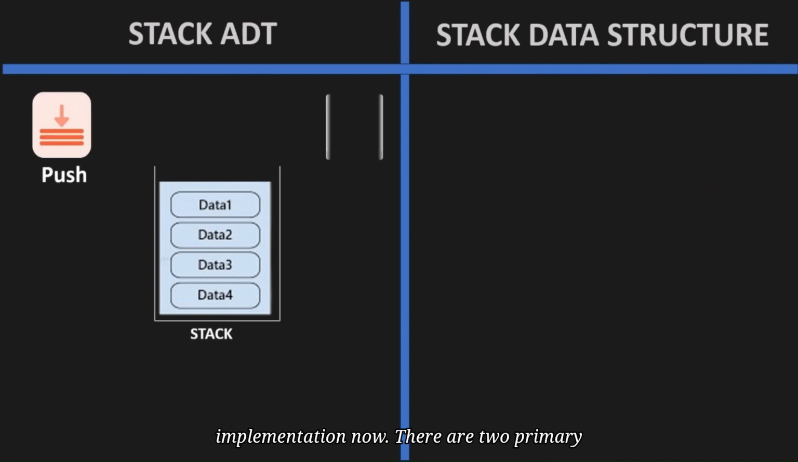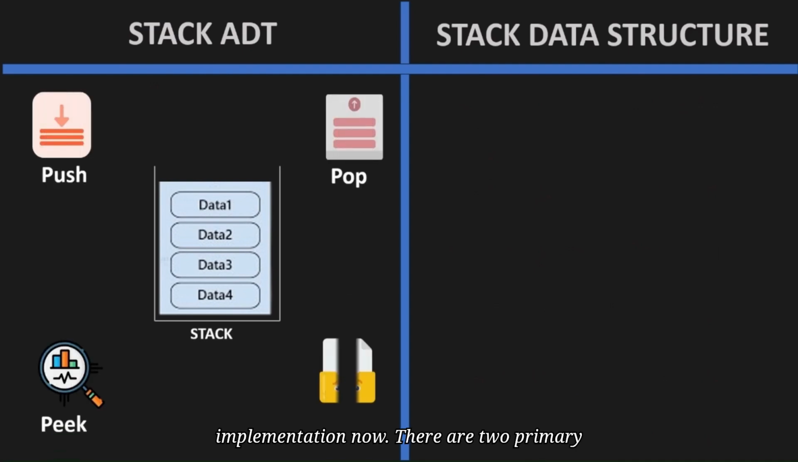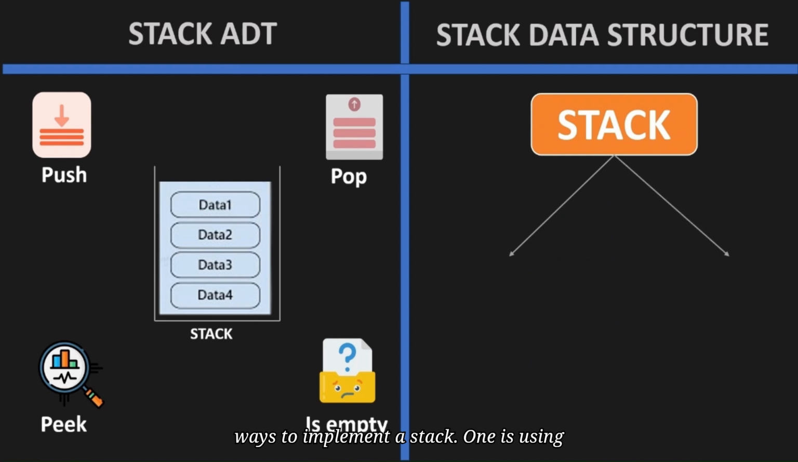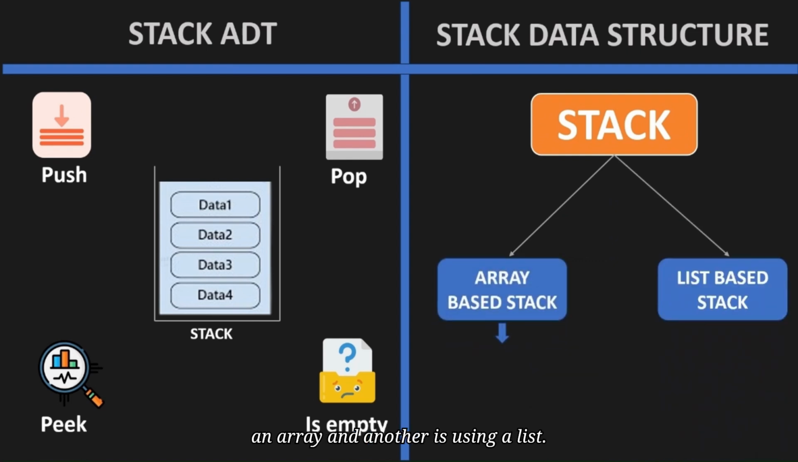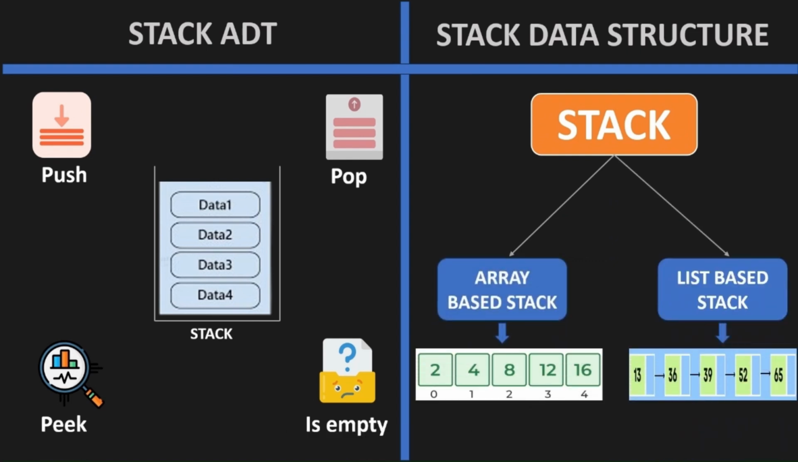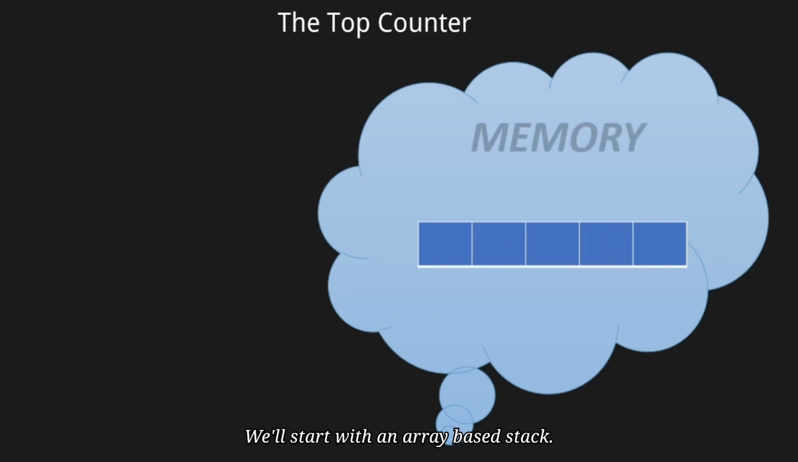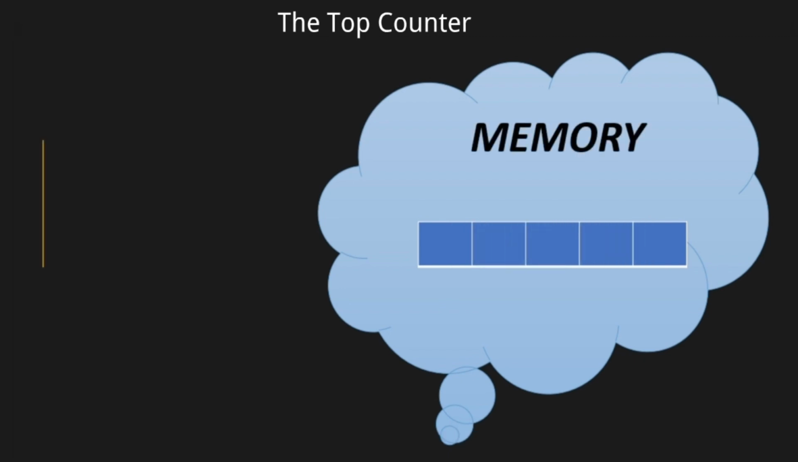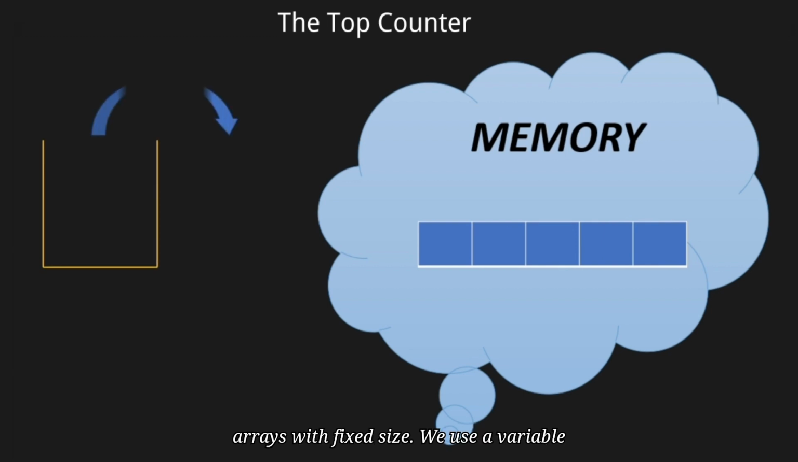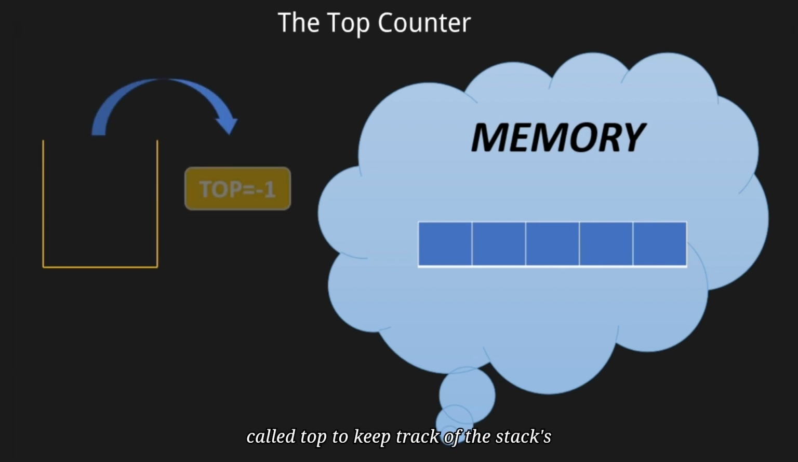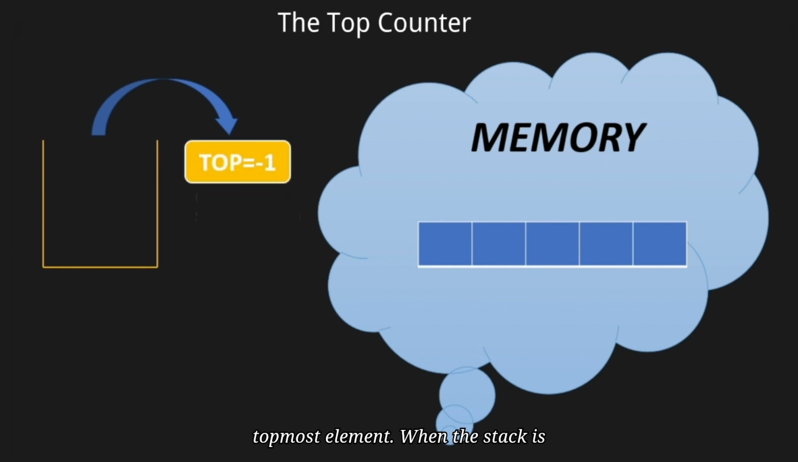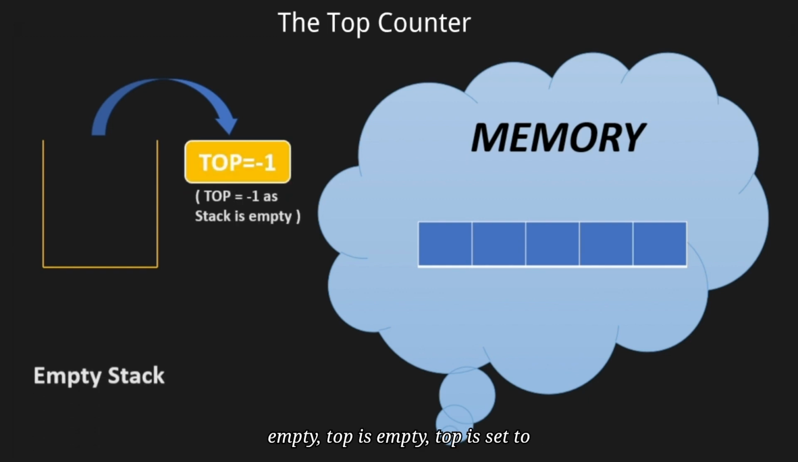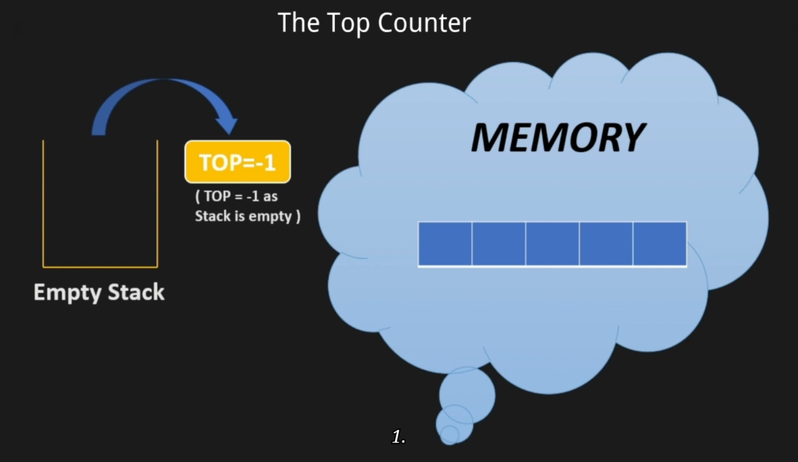Let's dive into the implementation now. There are two primary ways to implement a stack. One is using an array and another is using a list. We'll start with an array-based stack. In this series, we are only discussing arrays with fixed size. We use a variable called top to keep track of the stack's topmost element. When the stack is empty, top is set to -1.